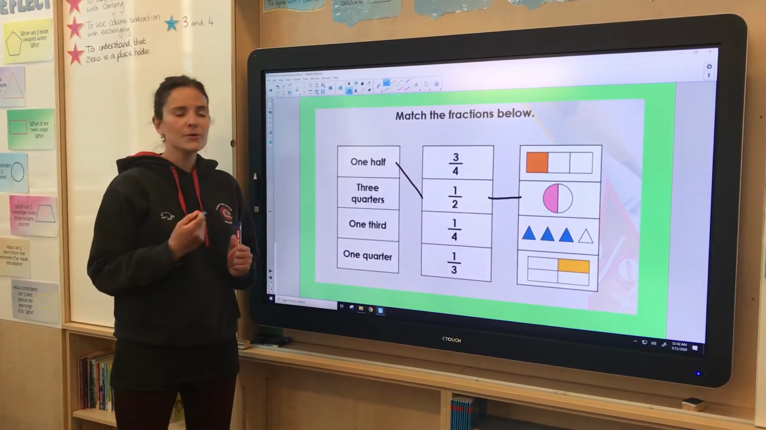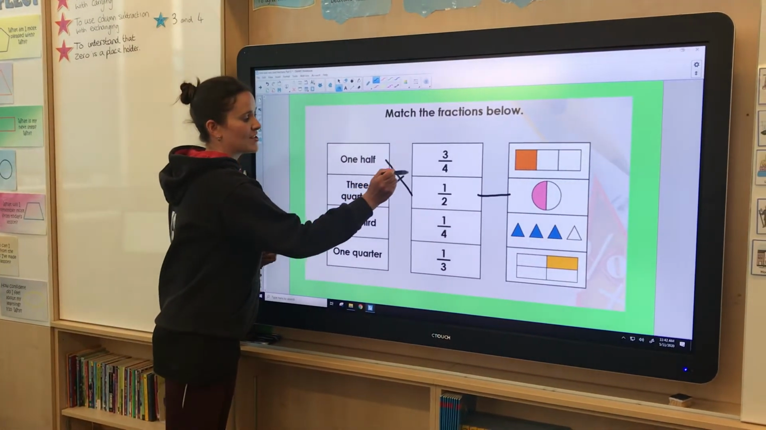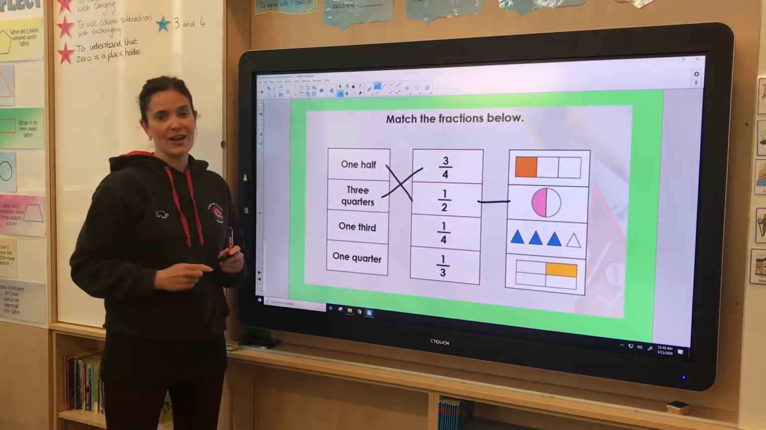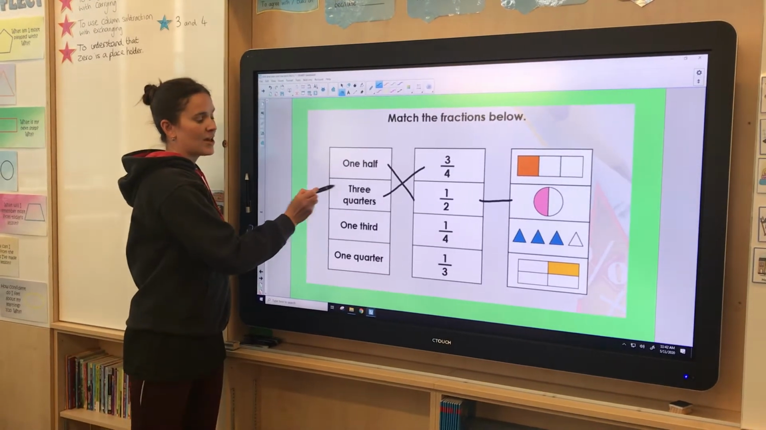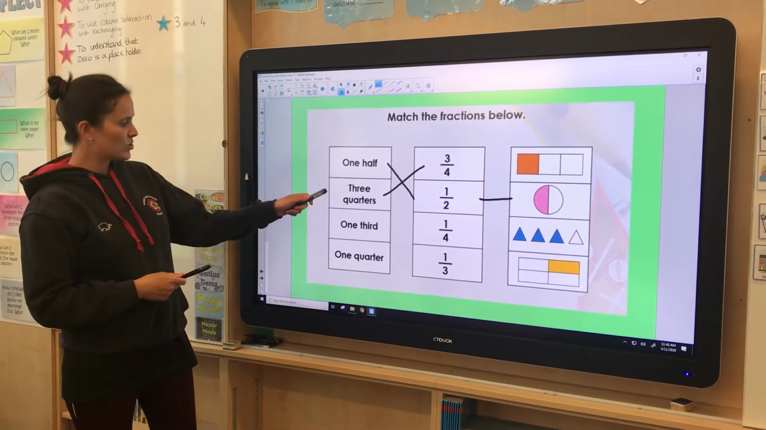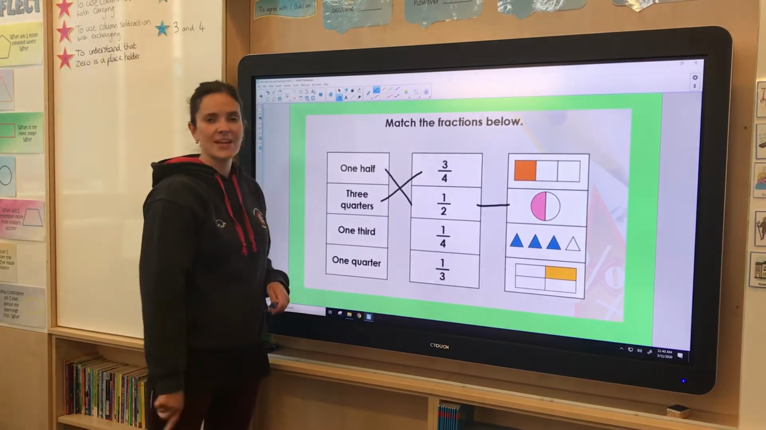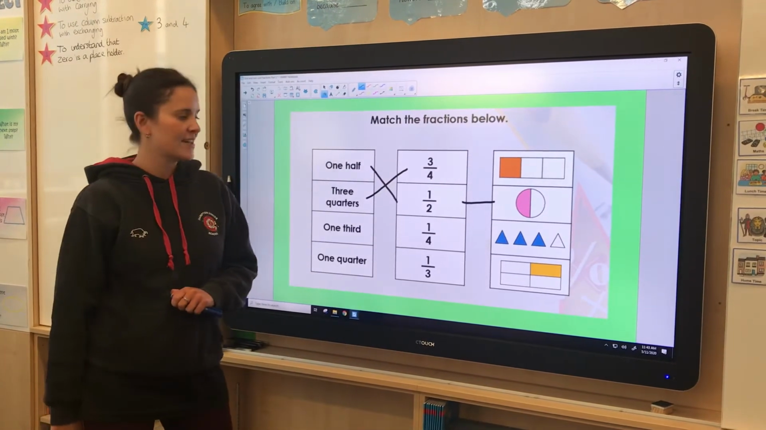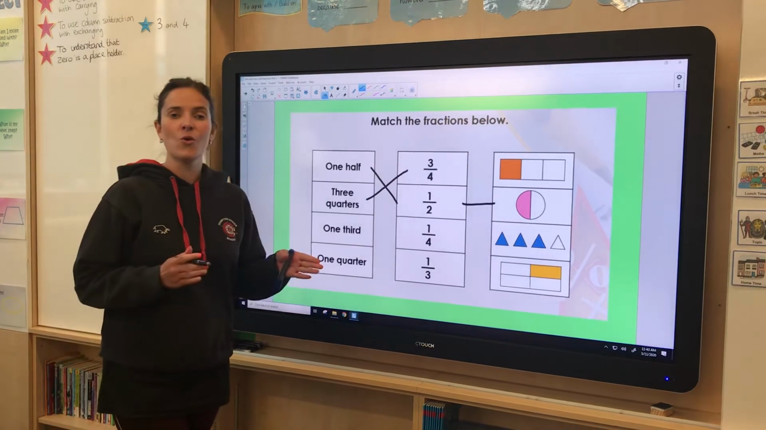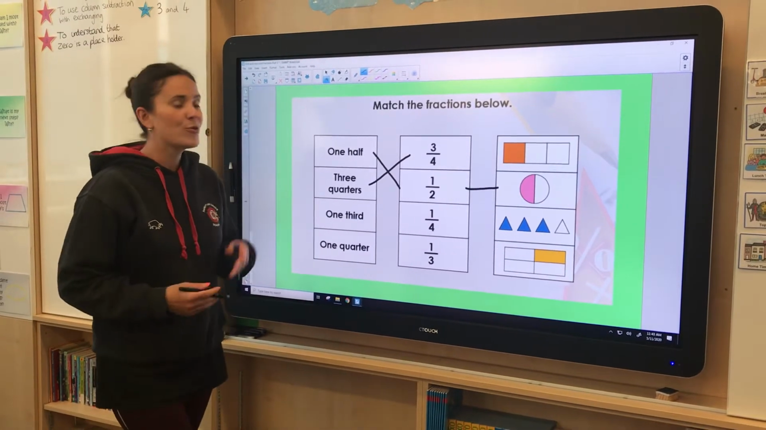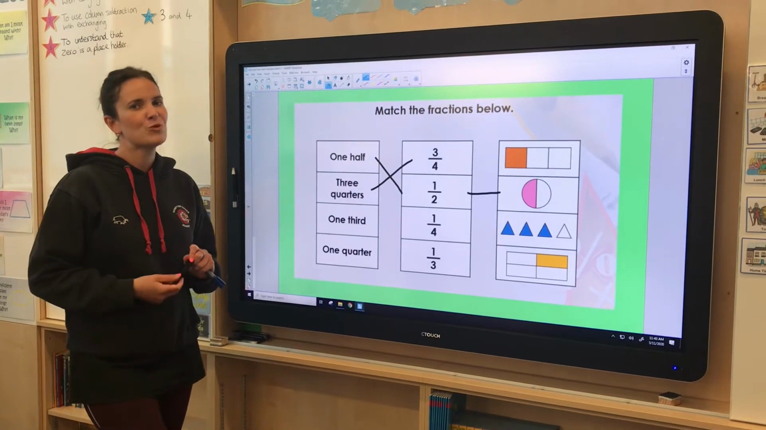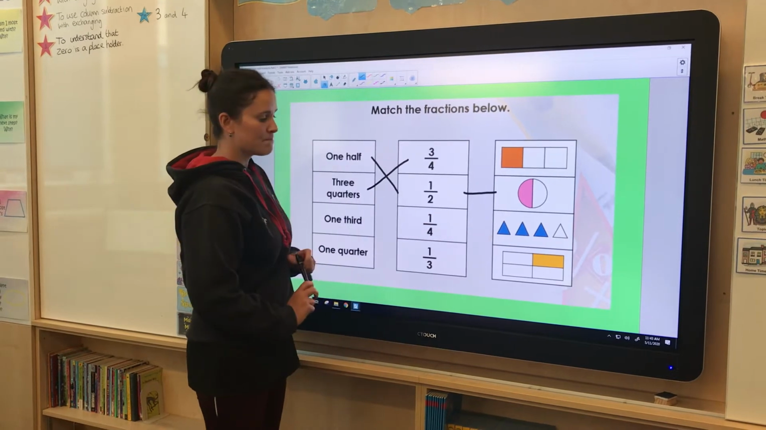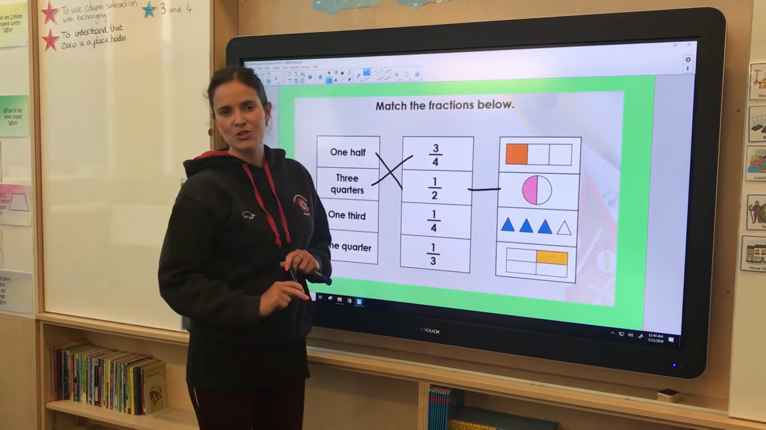Now, I know that I am going to be looking for this top fraction here, because my numerator is 3, and my vocabulary here also says 3. So 3/4 will go with this fraction here, and when I'm looking at my representations over on the right-hand side, I am looking for 4 equal shapes, 3 of which have been coloured in because my numerator is 3. Down the bottom here I can see I've got 4 triangles with this one, and I've got 4 rectangles with the bottom shape there.